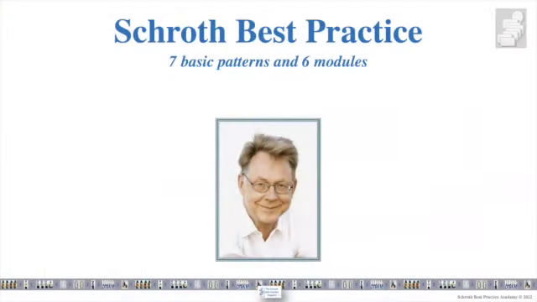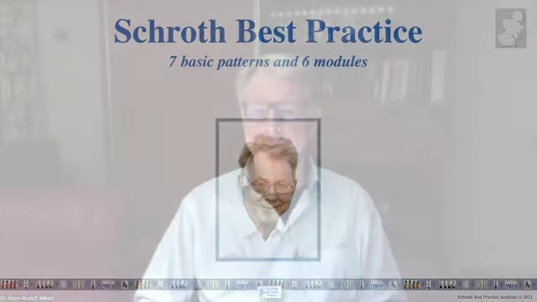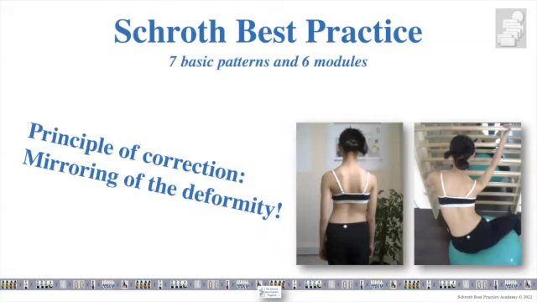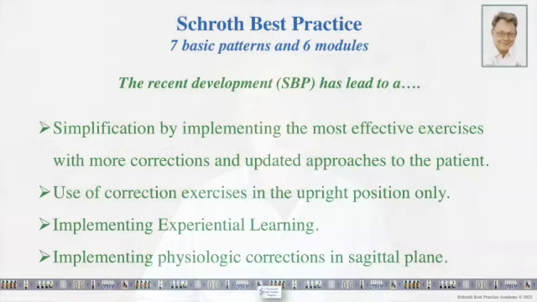The recent development is the Schroth Best Practice Program, we simply call SBP. Mirroring of the deformity is the basic correction principle within SBP. The recent development has led to a simplification by implementing the most effective exercises with more corrections and updated approaches to the patient. By the use of correction exercises in upright position only, implementing experiential learning, and implementing physiologic corrections in a sagittal plane.